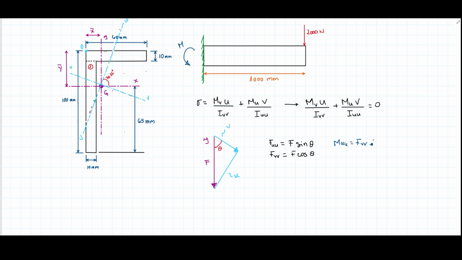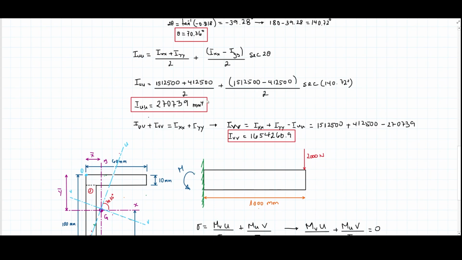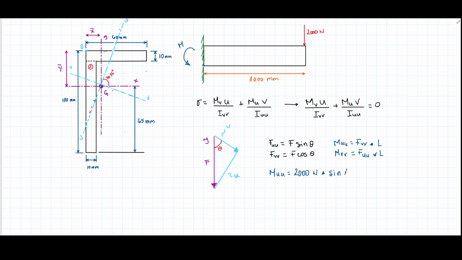But as the length is 1, so we can just keep it like that, or no, let's put the length is 1000. And then the moment around the V axis is going to be that force U times the length. Let's give some values here. U equals the force, which is 2000 newtons, times sine of the angle. And the angle we said was 70.36. Sorry about this. We're talking about this FBP. Cosine of the angle, 70. Again, sorry about that. Times how much? 1000 millimeters. Then this moment is going to be equal to something.